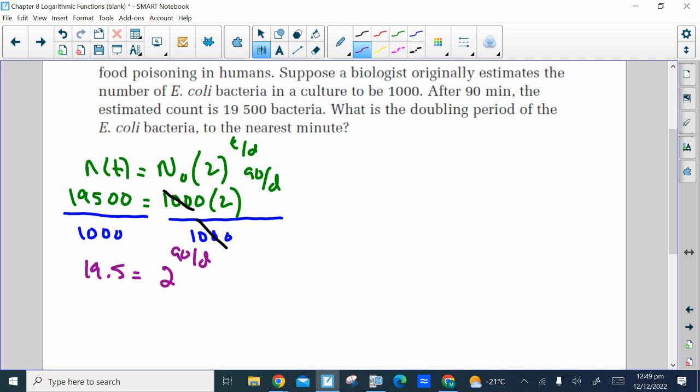So once again, we have an exponential equation that we need to solve. Can't make the bases the same. Can't express 19.5 with the base of 2. So we use logarithms. We convert from exponential to logarithmic. We start with the base and cycle through. So it'll be log base 2 of 19.5 equals 90 over d.